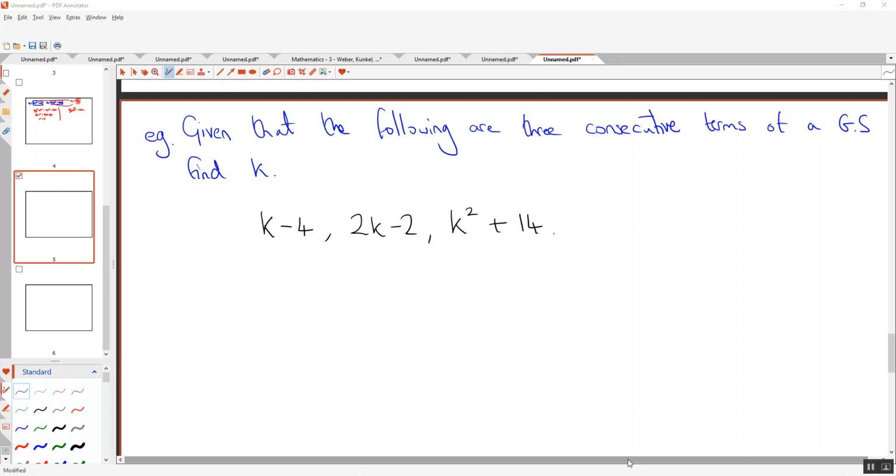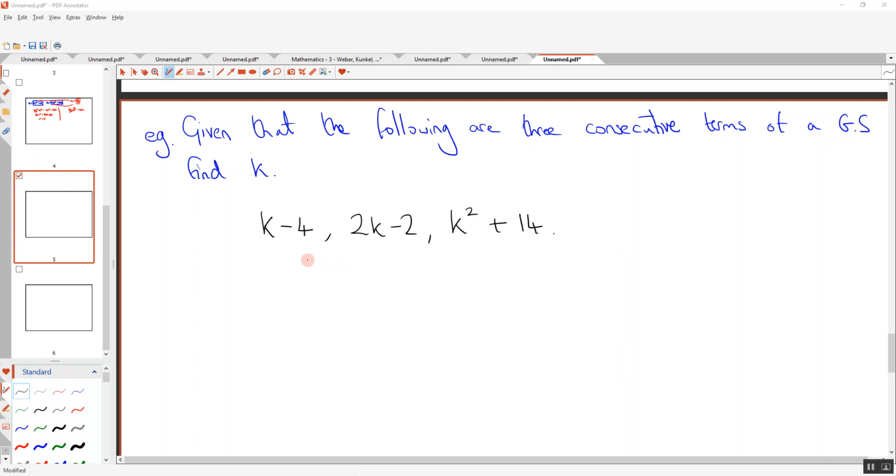Okay, so given that the following are three consecutive terms of a geometric sequence, find k. So we've got k minus 4 is one of the terms. The next term in the sequence is 2k minus 2. And the following term in the sequence is k squared plus 14.